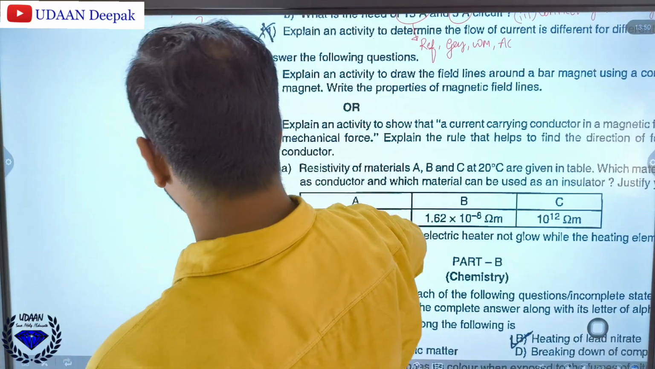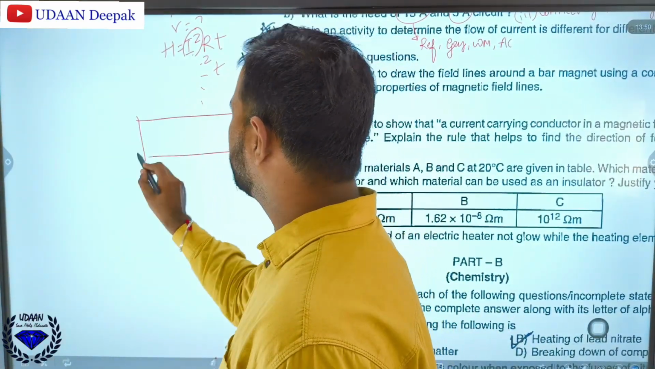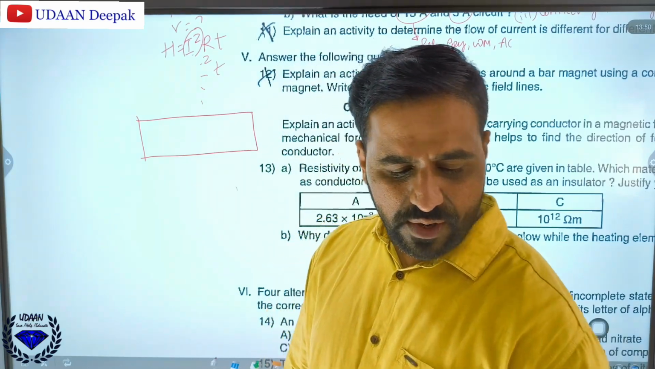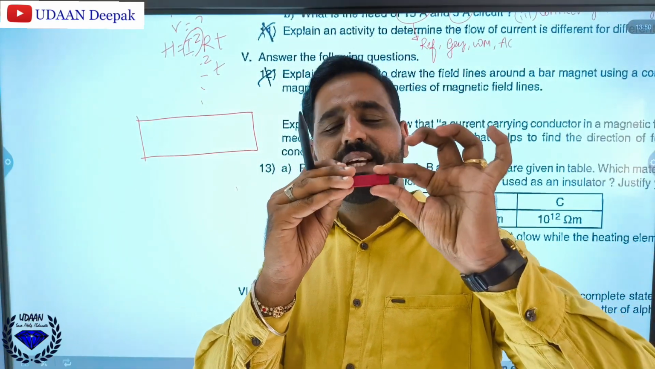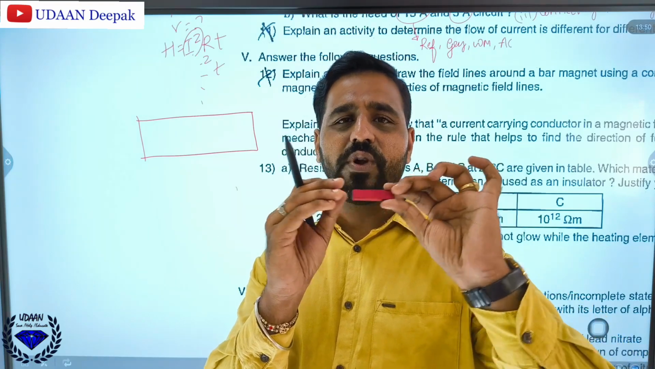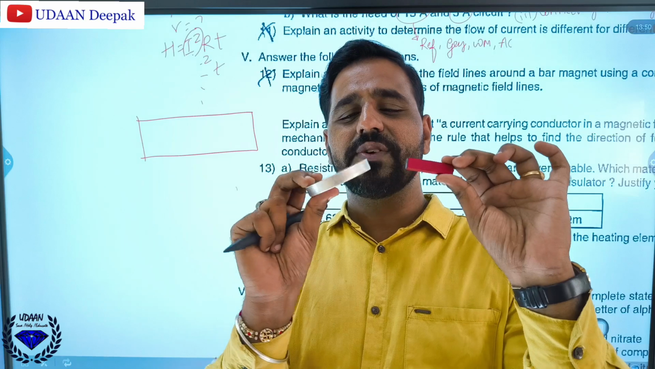Okay, so how do we solve this activity? You should take one bar magnet. I have here one bar magnet. So how do we determine which is the north pole and which is the south pole? For that we need a compass. Now here you see the red points.